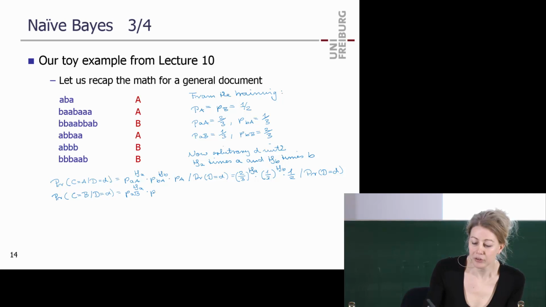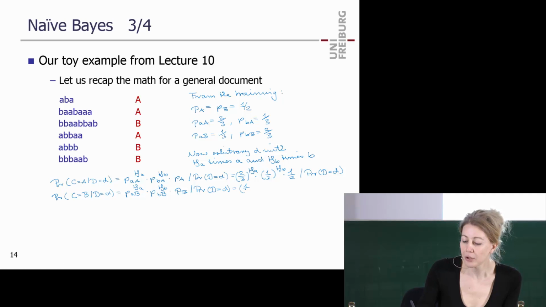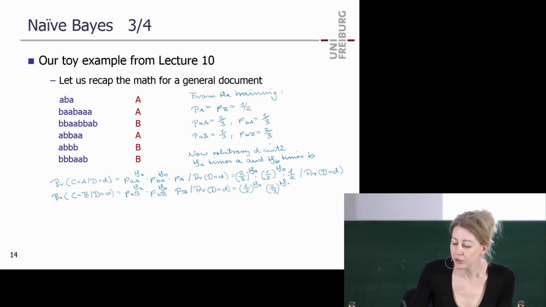TFA, here it's just the probability for class B now, times PB divided by this probability of D, and this is now 1/3 to the TFA times 2/3 to the TFB. Now you see the difference. We already had this for class A, times 1/2 divided by the same.